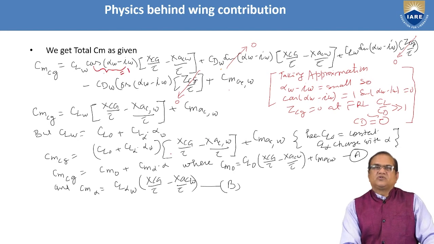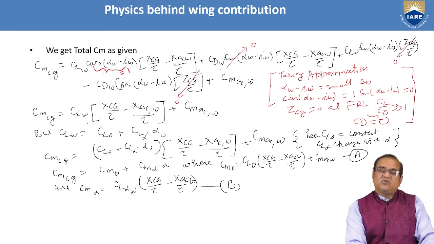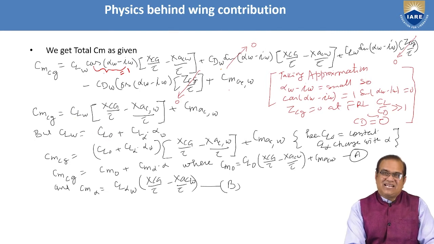But this C_LW is equal to the sum of C_L0 at 0 degree plus C_L alpha into alpha.